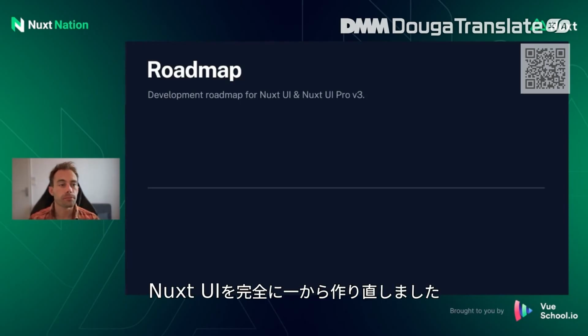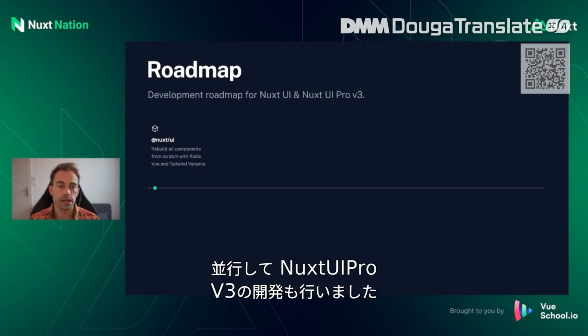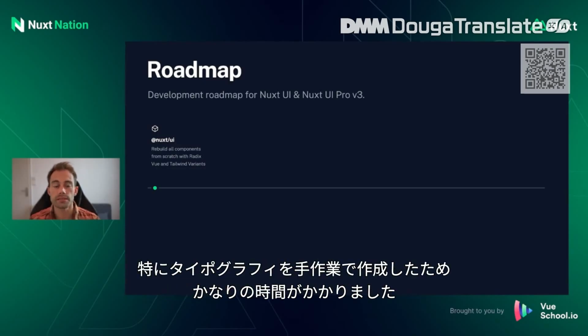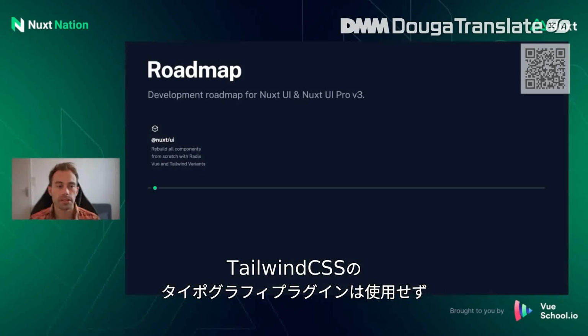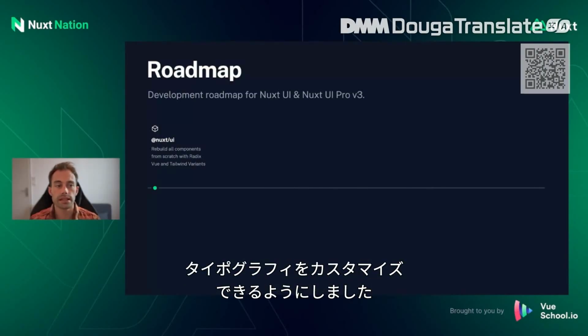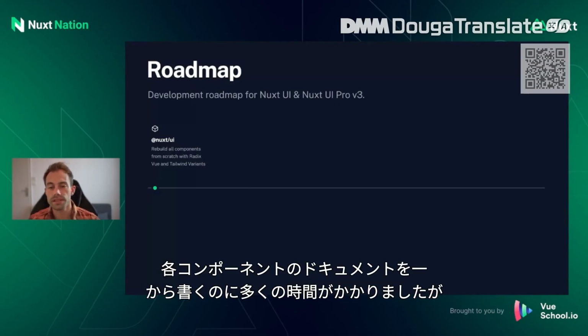So to summarize, in the past 7 months, we've completely rebuilt NuxtUI from the ground up. In parallel, we worked on NuxtUI Pro v3 as we needed it to actually build the NuxtUI docs. It took a long time, especially because we made the typography by hand. We are no longer using the Tailwind CSS typography plugin, and this lets users customize the typography like any other component in the app config.